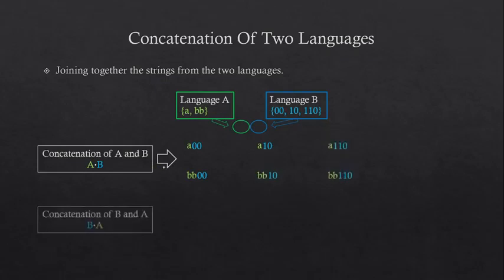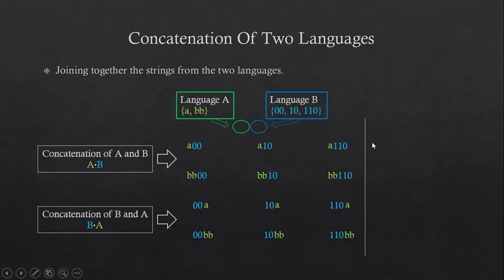Concatenation is dependent on order, so if we were trying to create B.A instead of A.B, we'd have to take all the strings in the other order. Now let's look at the alphabets of the concatenation set. In this example, language A has an alphabet of a and b, language B has an alphabet of 0 and 1. What do you think will be the alphabet of the concatenation set AB?